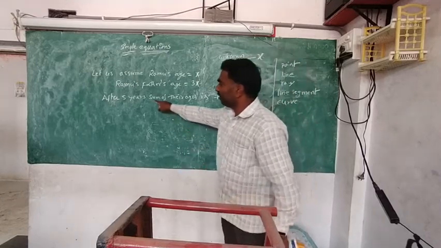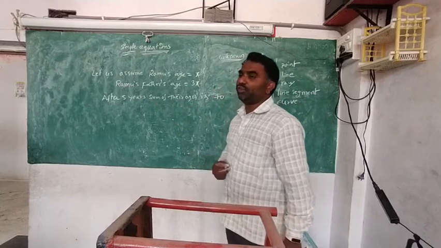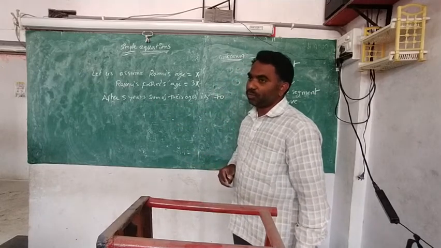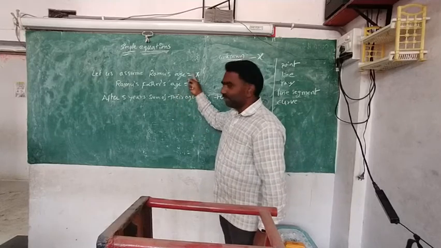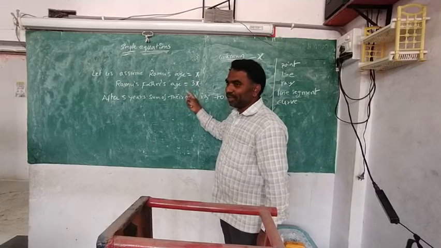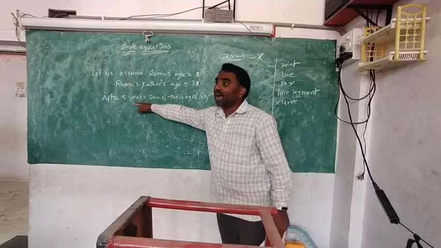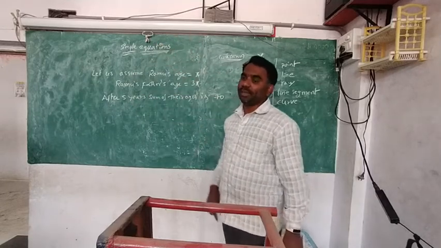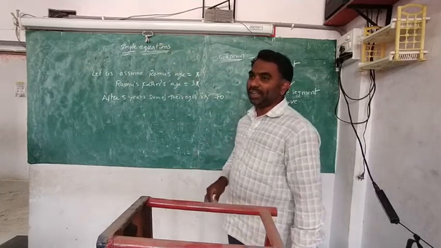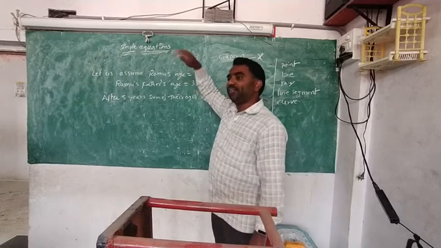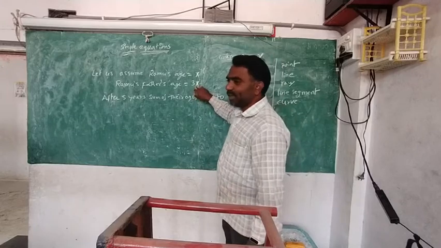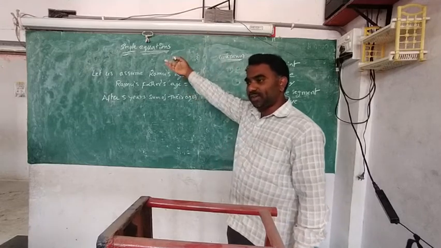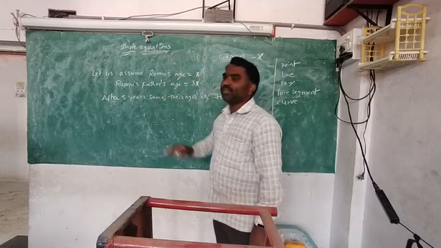First of all, this is easy. Sum of means you know that: addition you have to do, you have to add their ages. But do we add these present ages? No. After 5 years means first of all we have to find Ramu's age after 5 years. Next we have to find the father's age after 5 years. Then we have to find the sum.